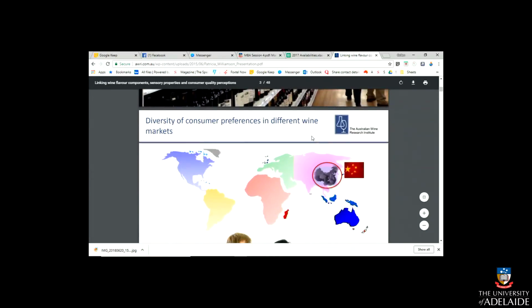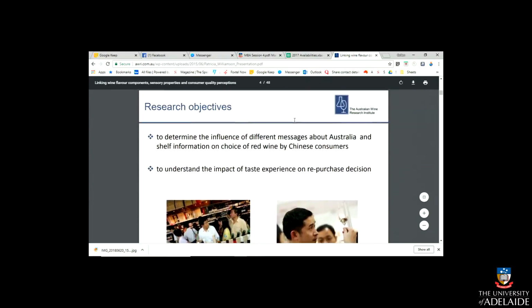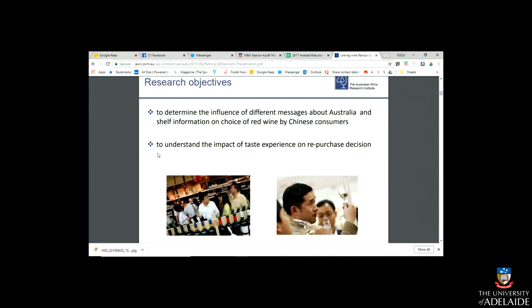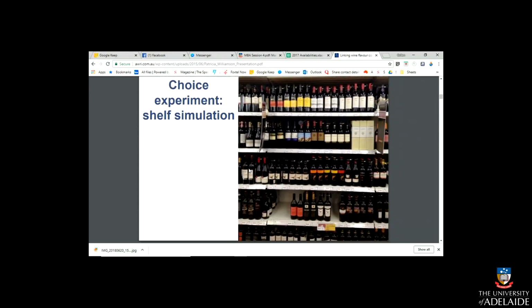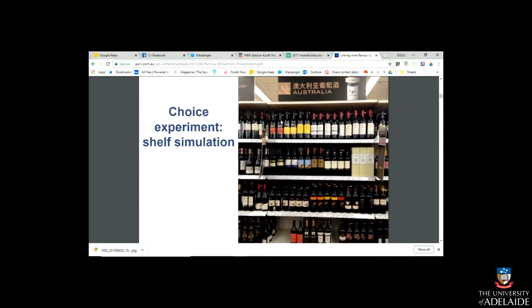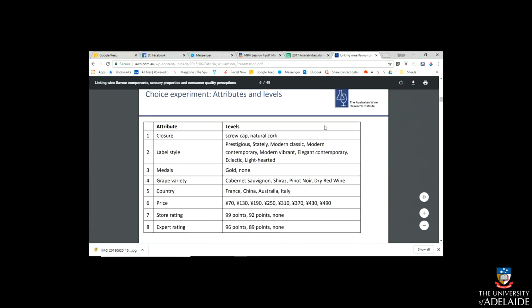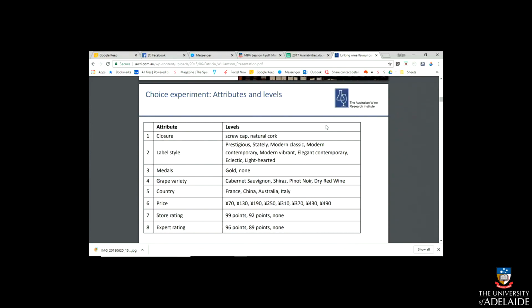Basically, they went through and they said, "All right, let's work out what the things are that you can put onto a bottle of wine, the extrinsic cues." And they went through this process. They ran a choice experiment. They simulated a shelf, and look at this. So, remarkably reminiscent of what we just did recently.